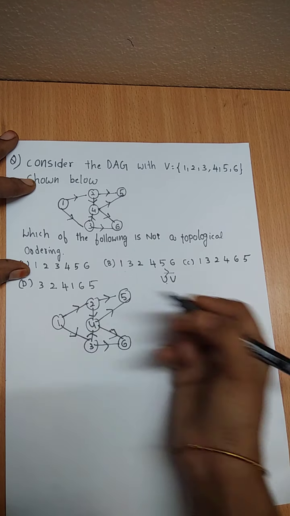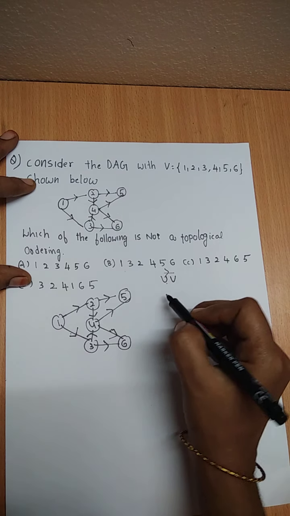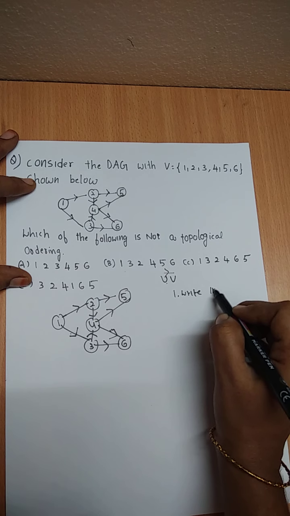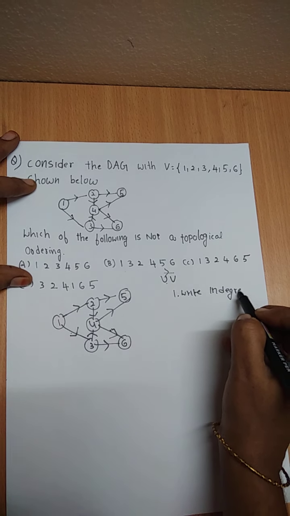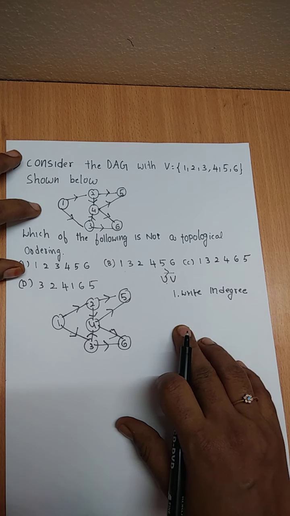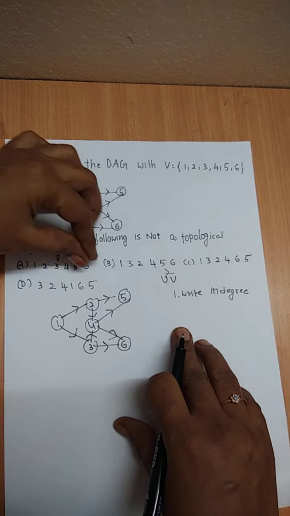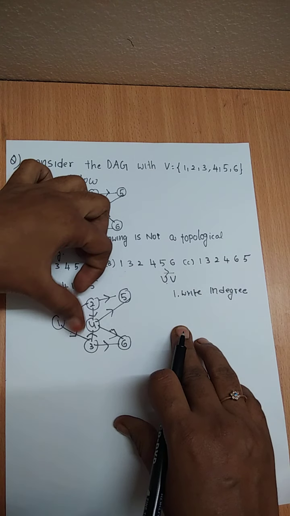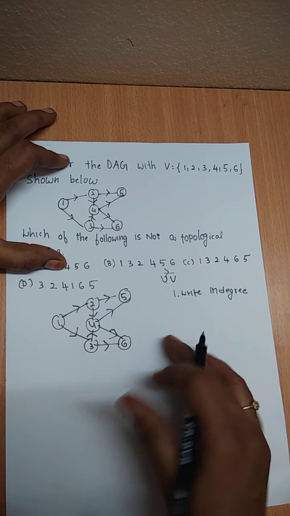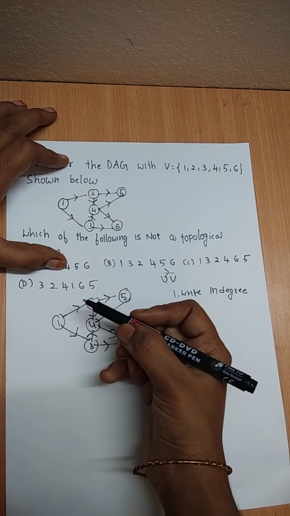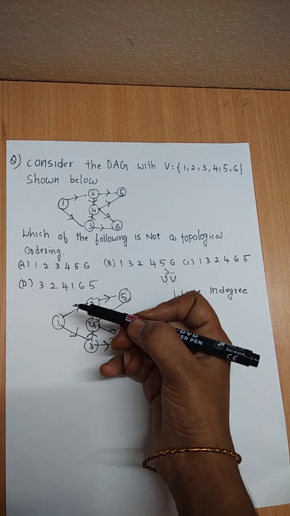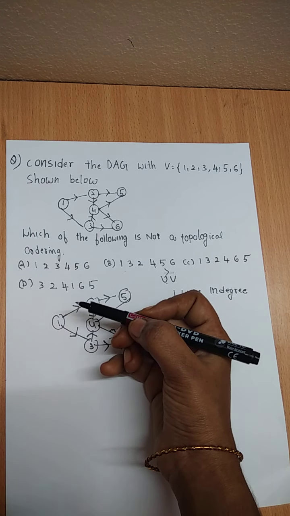This is the given directed acyclic graph. First, write the in-degrees for each and every vertex. What is in-degree? How many edges are reaching a particular vertex. That is called the in-degree. How many incoming edges there are for a particular vertex is called the in-degree of that vertex.